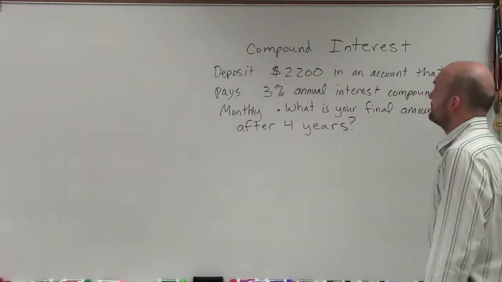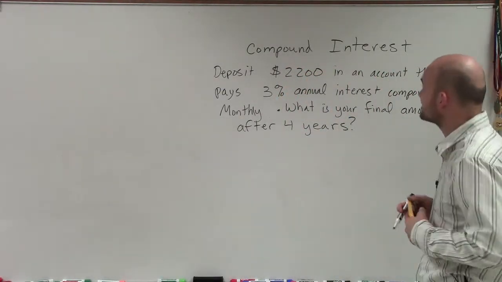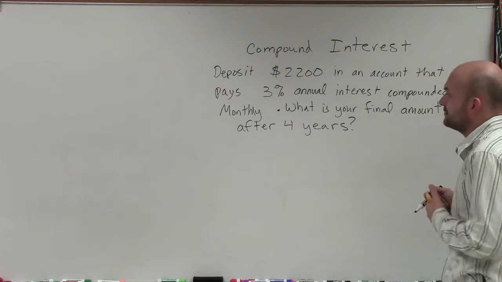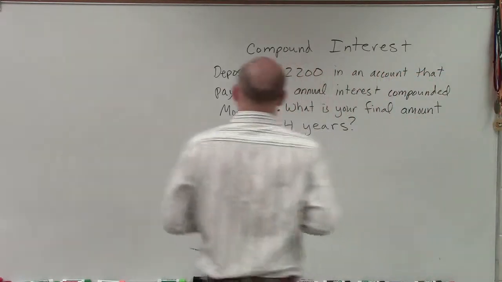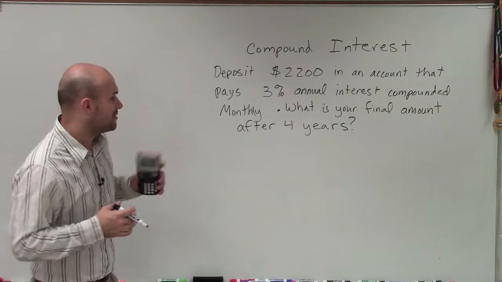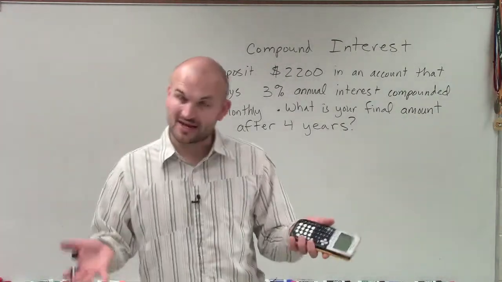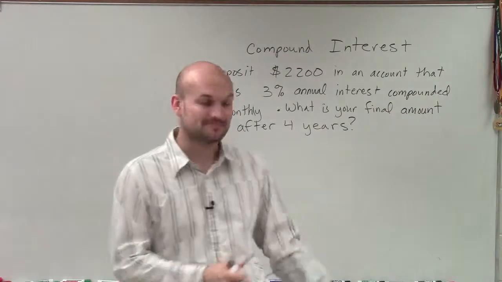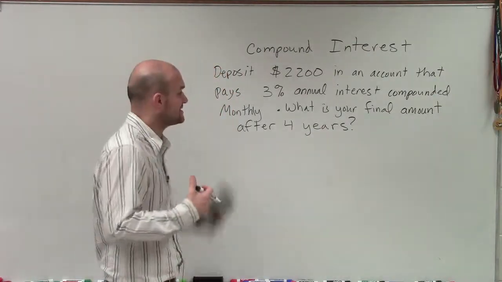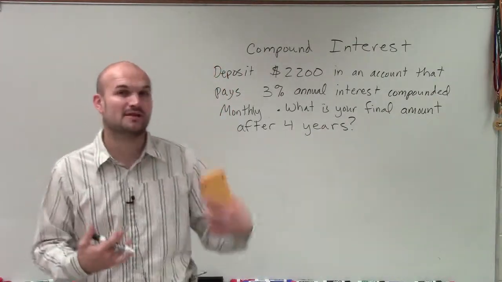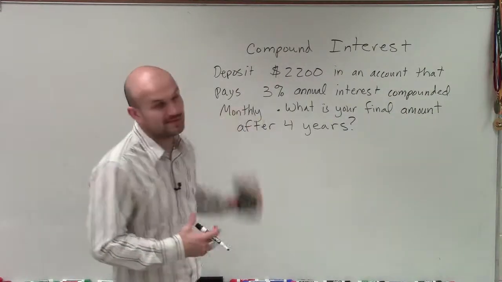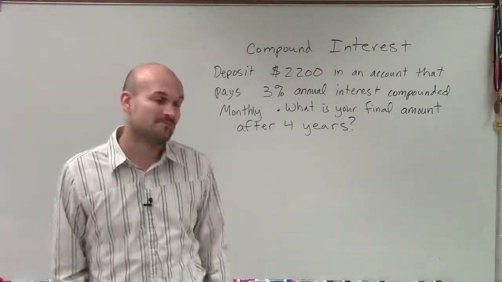Okay, so what I have here is compound interest. We're trying to deposit $2,200 in an account that pays 3% annual interest, compounded monthly. What is your final amount after 4 years? So what that means is you're going to take a large pot of money, $2,200, and put it into an account. Then we're going to see, after 4 years, if that's been compounded monthly at an annual interest rate of 3%, what is going to be our final amount?